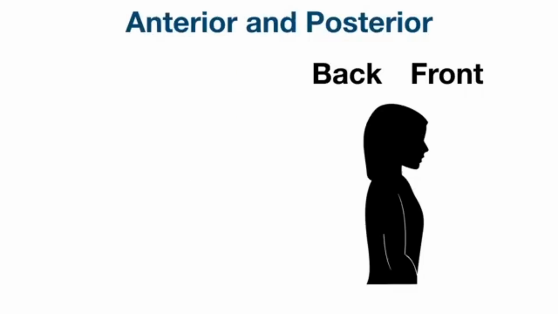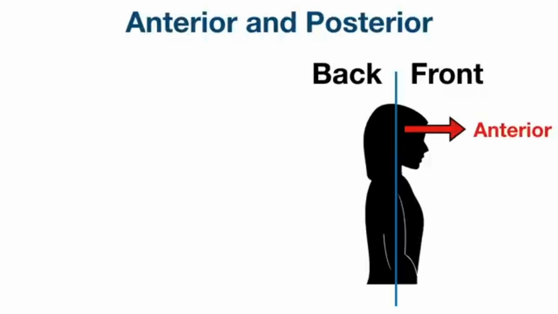Moving on to the next pair of directional terms, let's look at anterior and posterior. This time we're going to divide the body into front and back portions using a coronal plane. Remember in the previous video on body planes that the coronal or frontal plane runs vertically side to side, and it divides the body into front and back sections. That coronal line is going to be our reference point when describing anterior and posterior.